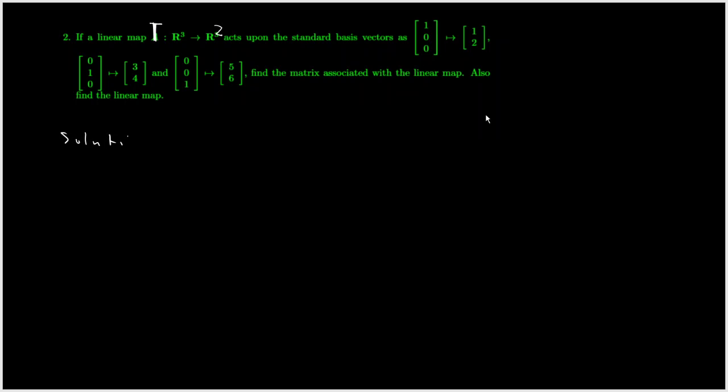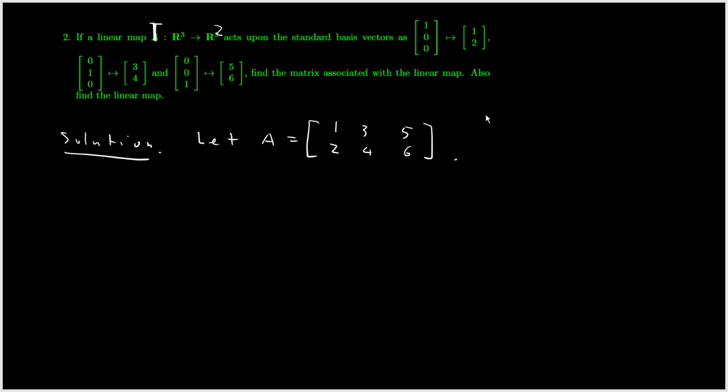In any case, form a matrix first. The matrix is formed using the outputs of i, j, and k in this particular case. So let A be the matrix of outputs of standard basis vectors. The output of (1, 0, 0) is (1, 2). You put (1, 2) in the first column. And then the output of (0, 1, 0) is (3, 4). You put (3, 4) in the second column. And likewise, the third column is (5, 6). Right? Get the matrix first.